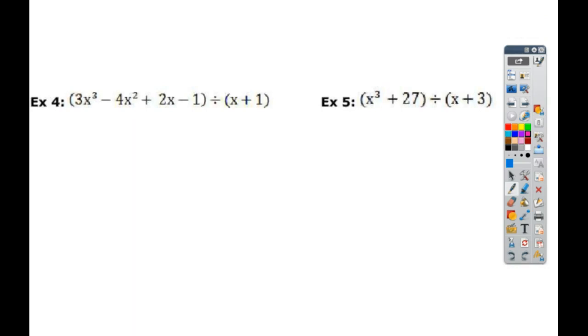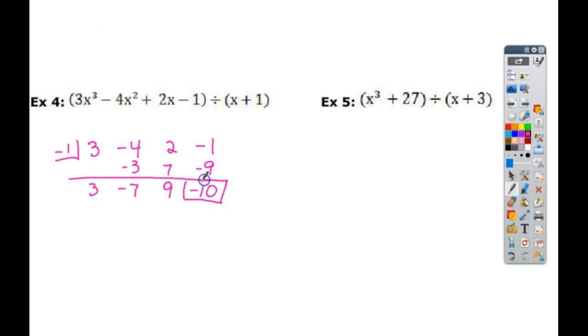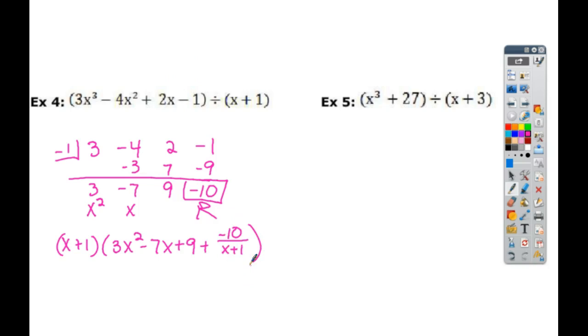Okay, you all try number 4. Okay, how many of you got that one?